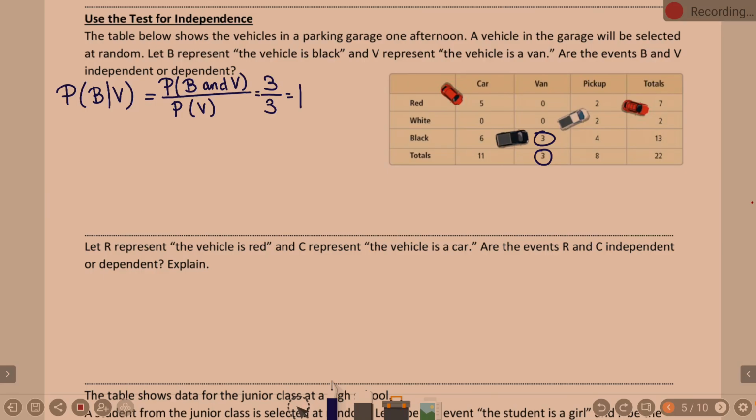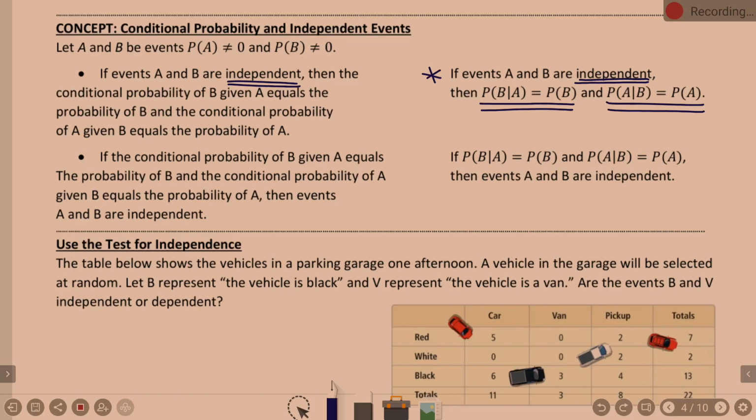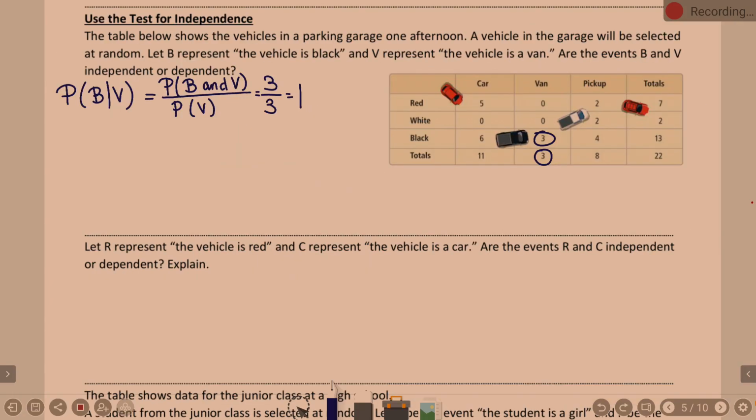Probability of B given A needs to equal probability of B. The first piece, not the condition, but the first piece. So in the one we're looking at, we need to find the probability of B. So we're comparing the probability of black given it's a van to just the probability of black. What's the probability of black here? 13 out of 22.